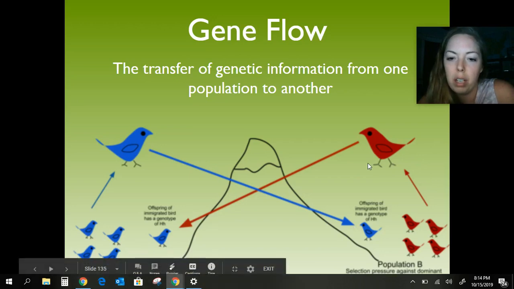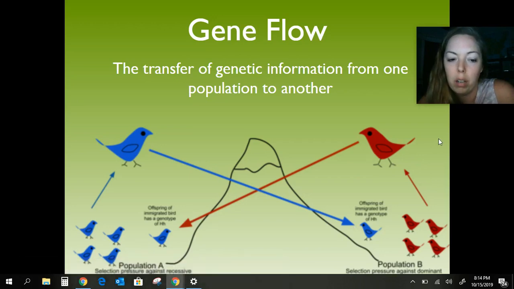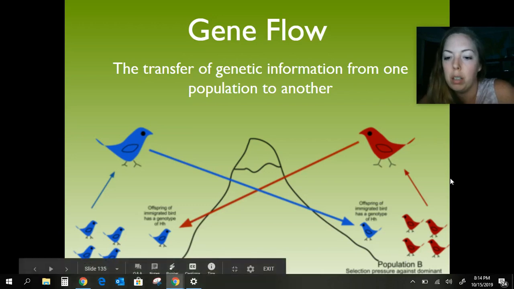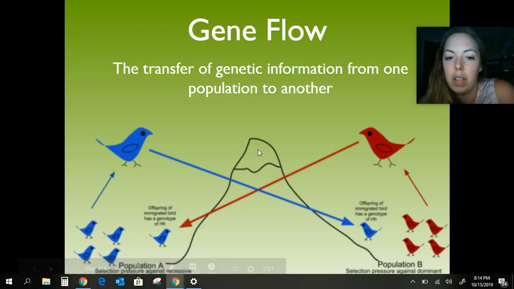You have population A, it went away when I clicked on that. Oh, there you go. And population B down here, it came back. And basically these two populations live on two different sides of this mountain. This looks like a drawing I drew, but I didn't make this.